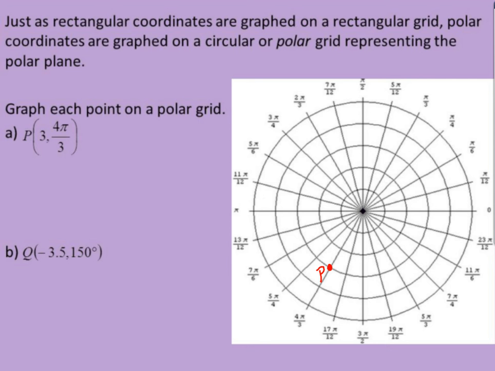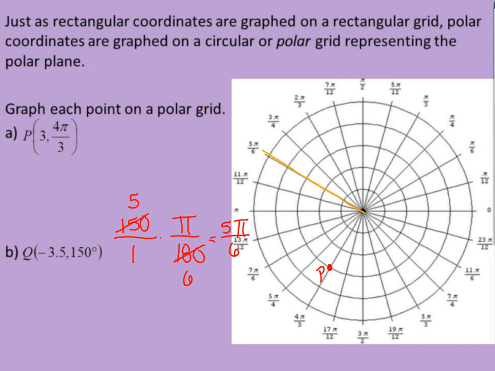Now if we look at 150 degrees, we are in radian measures on this grid. So the first thing we can do is convert this to radians. Remember, to convert from degrees to radians, we do 150 over 1 times pi over 180. 30 goes into both of these. 30 goes into this 5 times. 30 goes into this 6 times. This is going to simplify to be 5 pi over 6. So if we go to 5 pi over 6, that would be this segment right here.